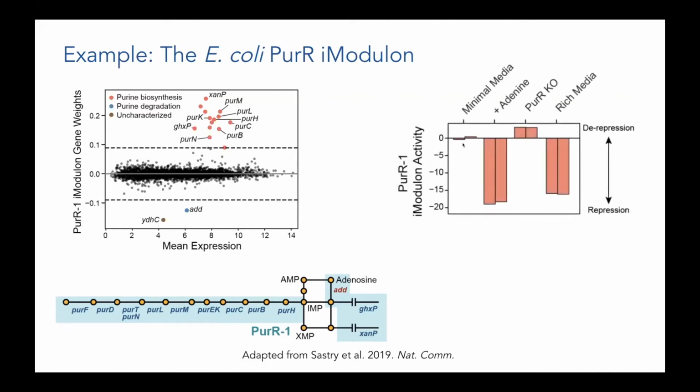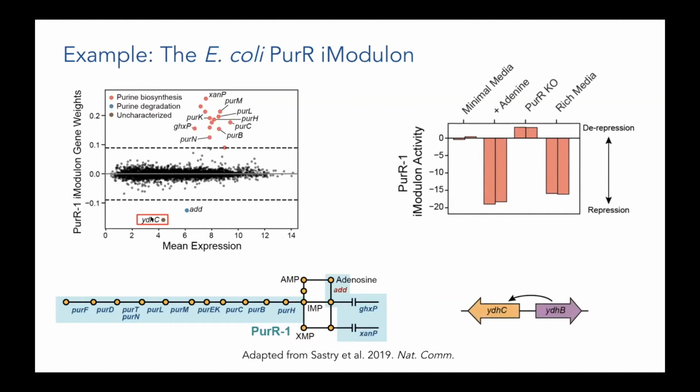We can look at the activity of this iModulon across a couple of different conditions. Minimal media is our baseline condition, so everything is relative to that. When we add adenine to the media, we see that PurR represses these genes, it downregulates these genes and upregulates these genes. When we knock out PurR, it's de-repressed, so these genes increase in expression. And rich media has a very similar effect as adenine.